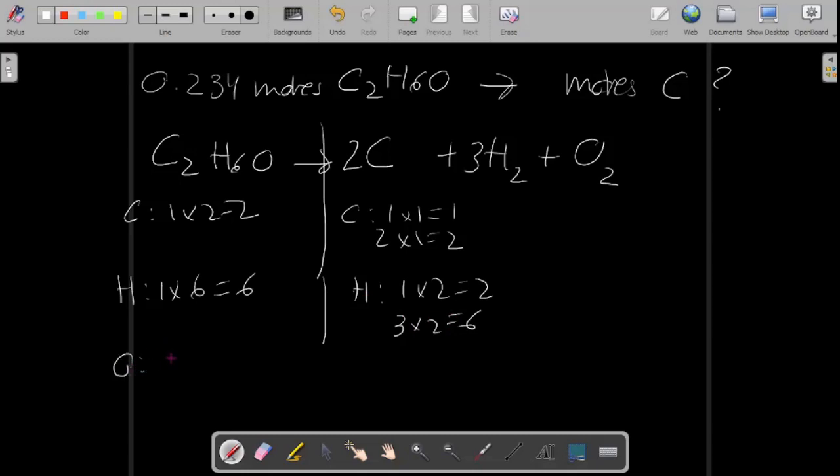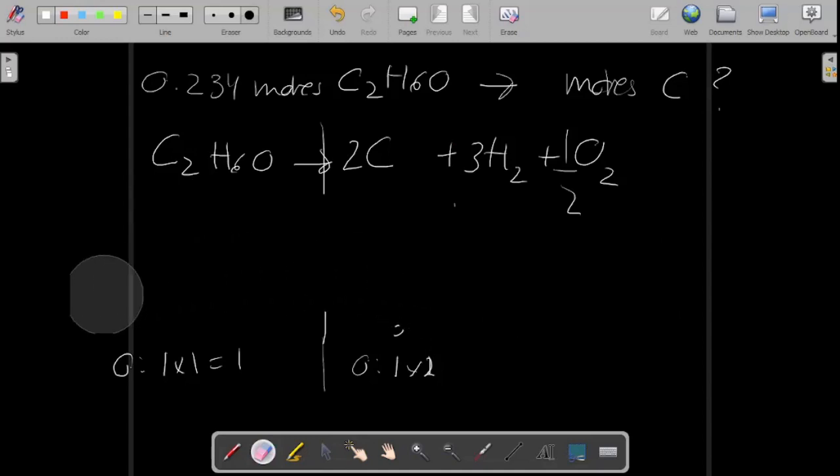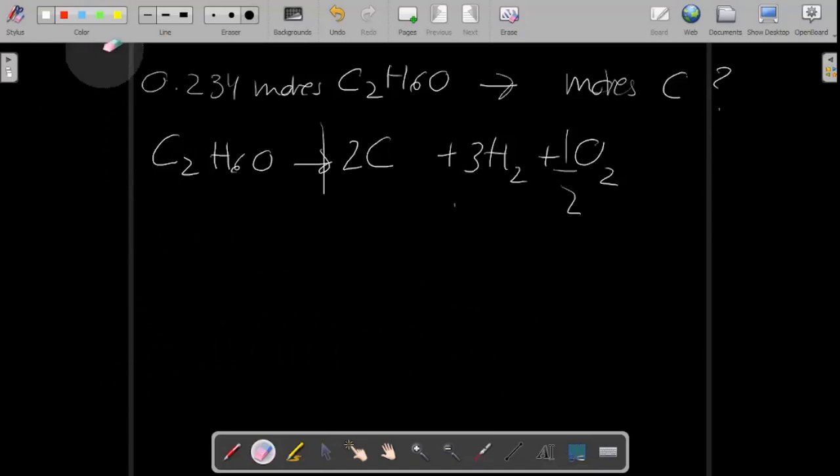Okay, oxygen. 1 times 1 equals 1. And on the other side, we have oxygen, 1 times 2 equals 2. Well, no. I need 1/2 of these. Everybody sees that. I need 1/2 of these. Let me erase this part. We practice a lot of balancing equations, so this should not be too hard right now. You have been practicing this for a while. We can't have fractions like this. We need to get rid of those fractions. And how do I do that? I multiply everything by 2 to cancel the 1/2.